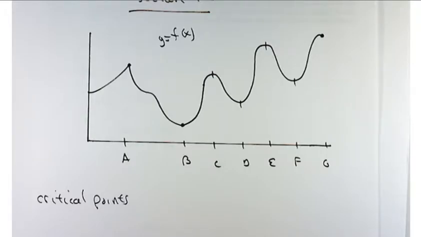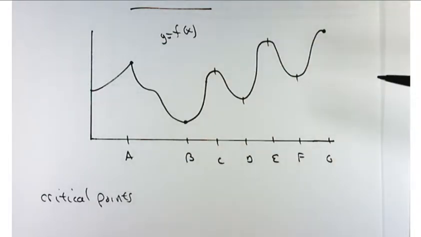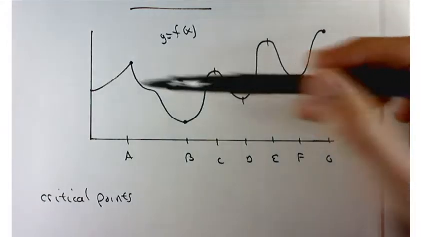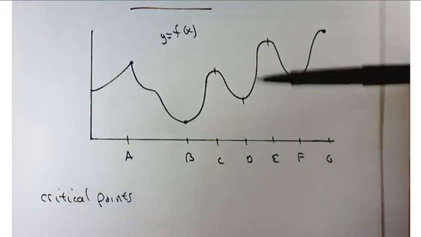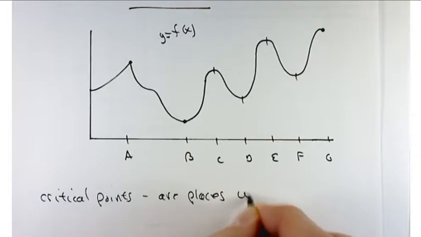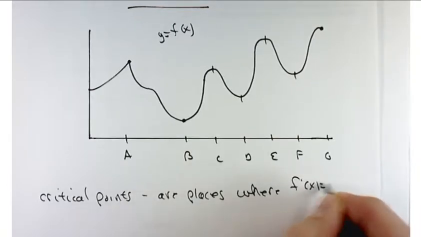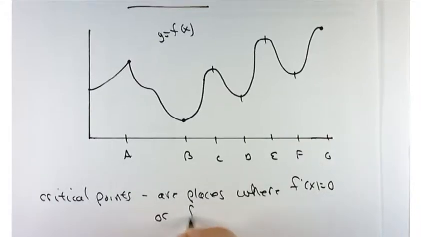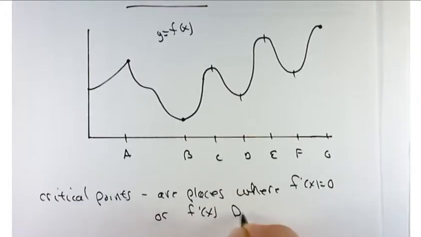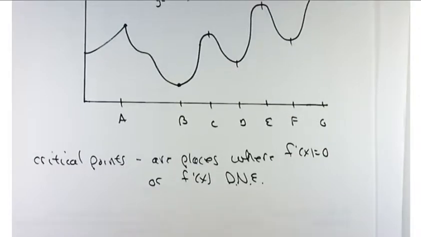Now these critical points are interesting places in a function, right? What's happening at critical points in this function? Yeah, you got a local max or a local min. Something interesting is going to happen at these points. So critical points are places where f prime of x equals 0 or f prime of x does not exist. So those are critical points.